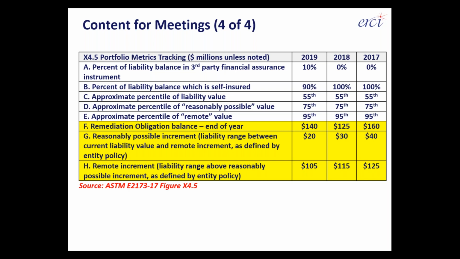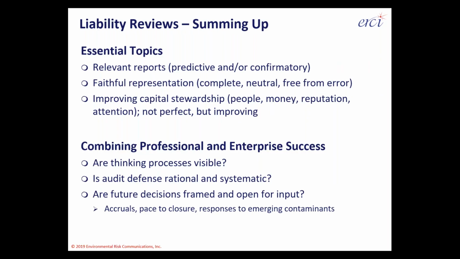What users like to see is row F, the reserve number, declining over time. The liabilities are going away. In row G and row H, same thing, that they're pancaking, that everything is decreasing over time on top of each other, and that the spending is achieving not just reduction in reserves, but also reductions in these reasonably possible and remote increments concurrently as well.